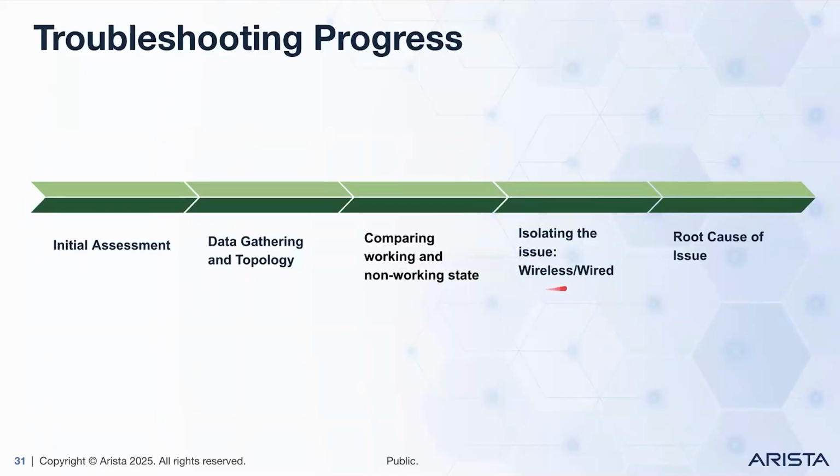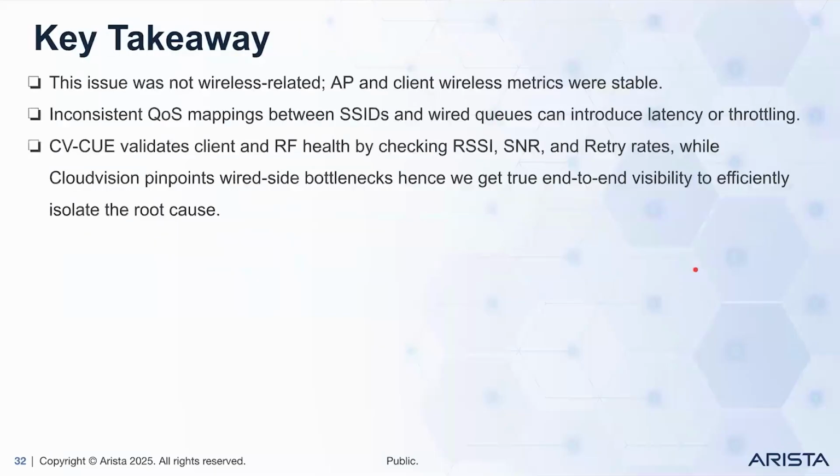Then using CVQ and CloudVision, we correlated what was happening across both the wireless and the wired infrastructure, and we were able to isolate the issue to the wired infrastructure. And eventually, we drilled all the way down to the specific shaping command, which finally gave us the root cause of the issue. So what are the key takeaways here?